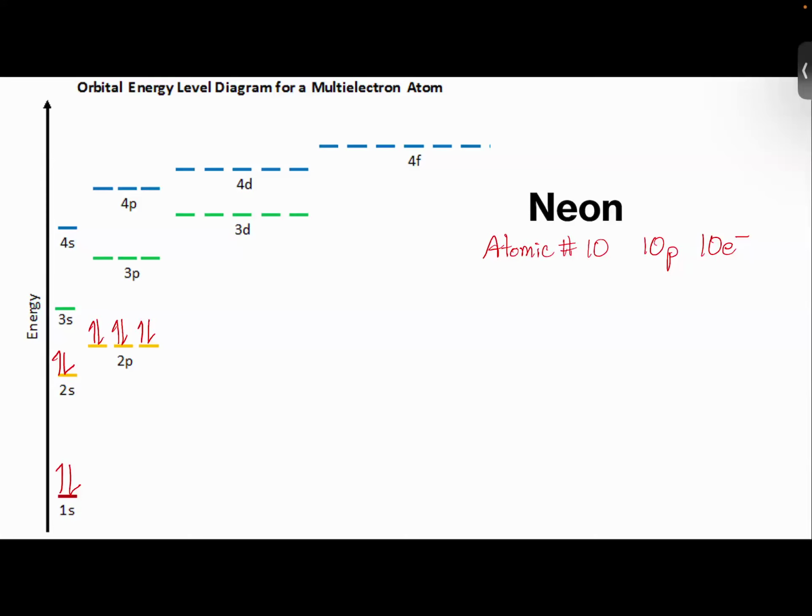The electron configuration is 1s2, 2s2, 2p6. Add up those superscripts: 2 plus 2 plus 6 is equal to 10.